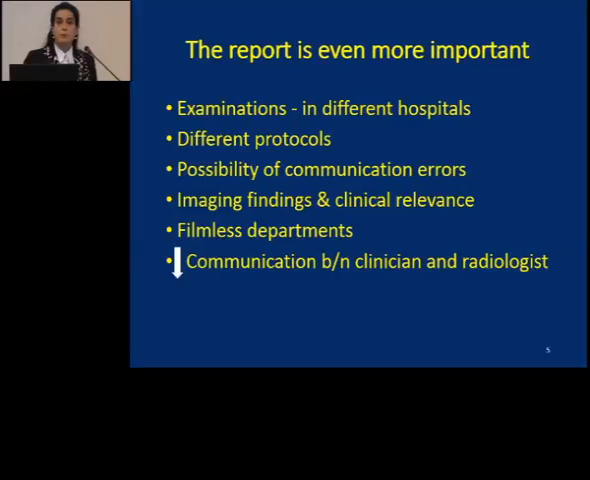But nowadays, the report is even more important, because we perform the examinations in different hospitals using different imaging protocols, and there is a possibility of communication errors with patients and with other physicians, and also we have to interpret imaging findings in terms of the clinical history. And I think that one of our main problems is working in these filmless departments where the communication is almost close to zero.